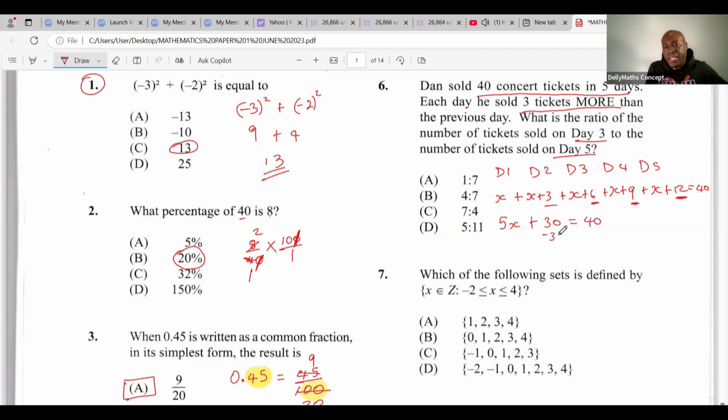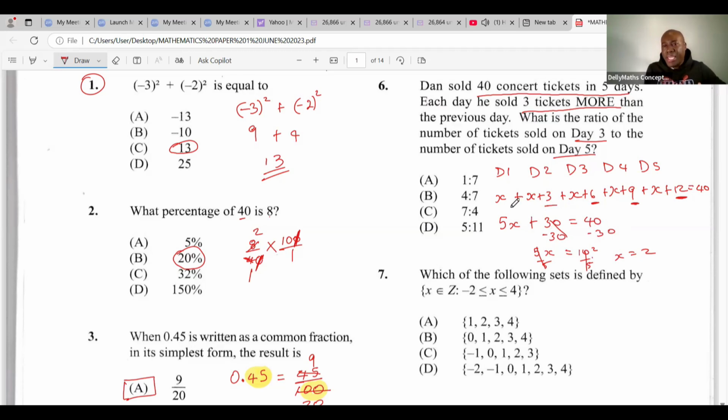Then let us subtract 30 from both sides. So what we really have is 5x, this becomes 0, and this is equal to 10. We could see here that x is equal to 2. Dividing both sides by 5, x is definitely 2, right? So because we know that x is 2, I'm now able to compare day 3 and day 5.